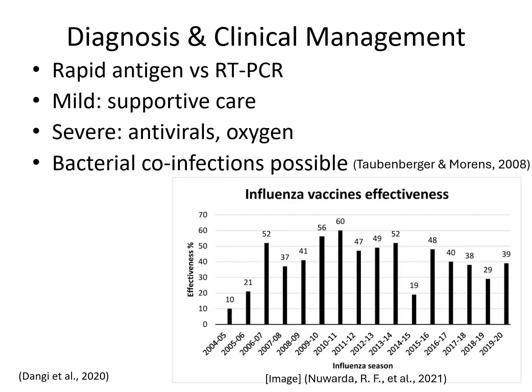Diagnosis has two main approaches, each with trade-offs. Rapid antigen tests can give results in 15 minutes at the bedside, but they're only about 50 to 70% sensitive, meaning they miss a lot of cases. RT-PCR is the gold standard with over 95% sensitivity and specificity, but takes longer and requires a lab.